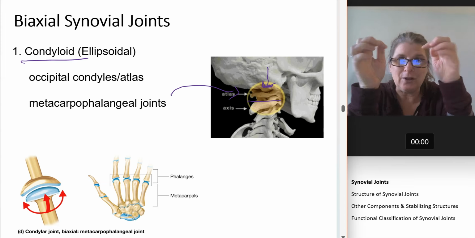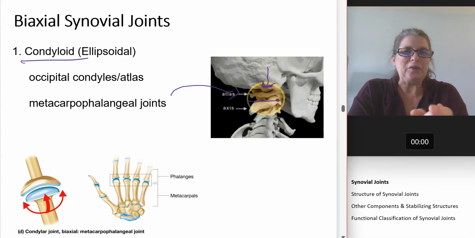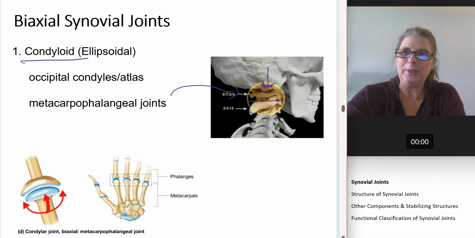Another example are your knuckles. They're called metacarpal phalangeal joints. It's a long word. I don't really ever have you write that. But technically they're a condyloid joint.